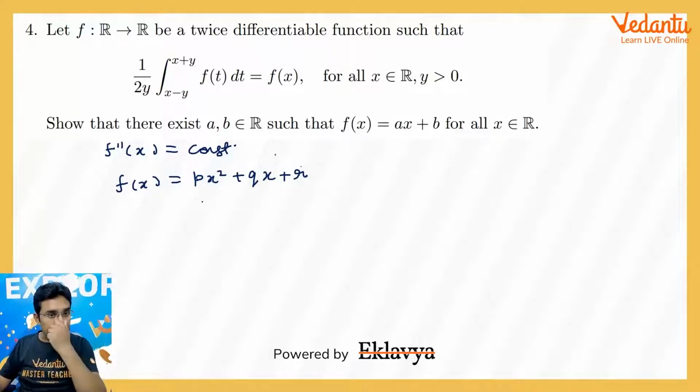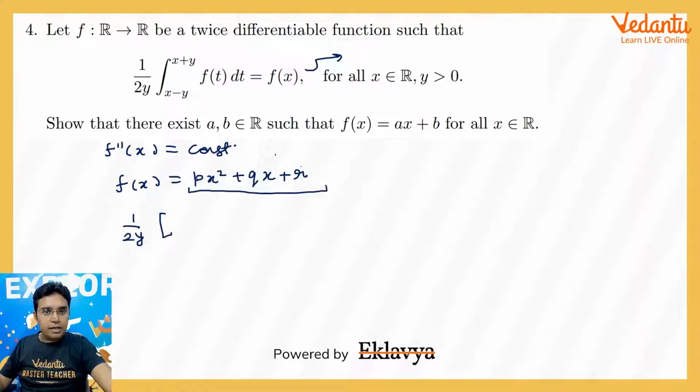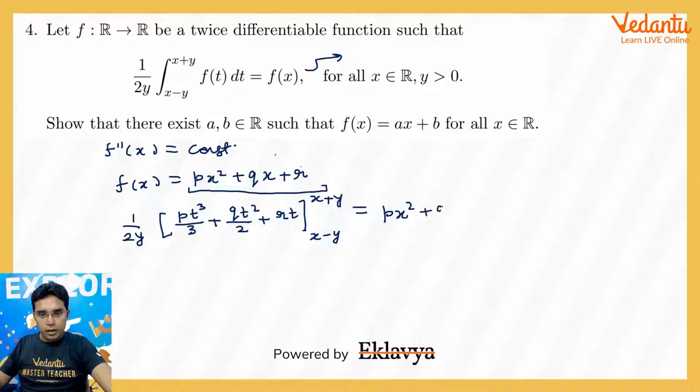Now to do this, we will use this relation once again. How? Please see, 1 upon 2y into the integration of this can be written directly. I just need to change this x to t first, and then doing the integration, it will become p t cube by 3, then q t square by 2 plus r t, and this limit is x minus y to x plus y, and this has to be equal to f x. That means it will be p x square plus q x plus r.